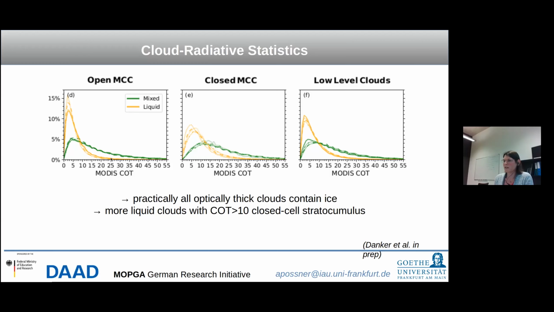And that's something that's not immensely impacted by cloud phase. I mean, the overall shape is the same for open and closed and all low-level clouds. But what you do see, if you focus on what's happening between an optical depth of 10 and 25, is that in particular in closed cell states, we have a penetration of the liquid phase into higher optical depths.